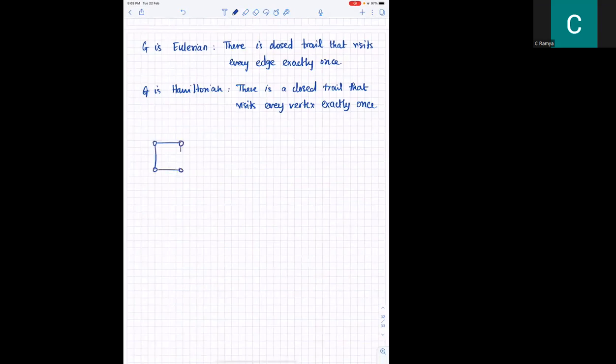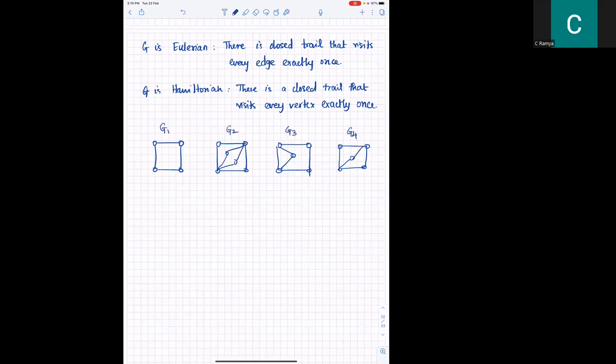I will draw 4 examples and then you can take a look at each of them and let me know. Okay, so let's call this G1. Now you can take some time, like 2-3 minutes, and figure out which ones are Hamiltonian and which ones are Eulerian.